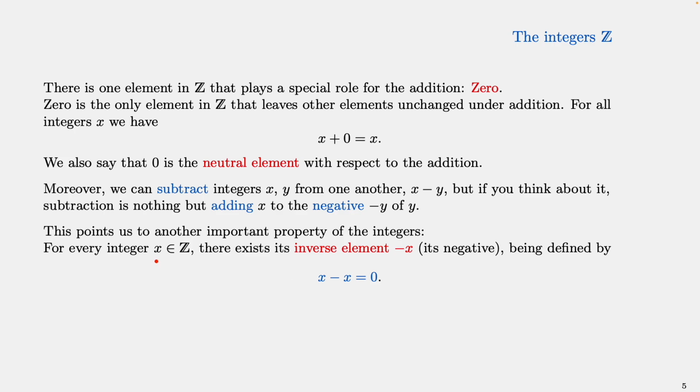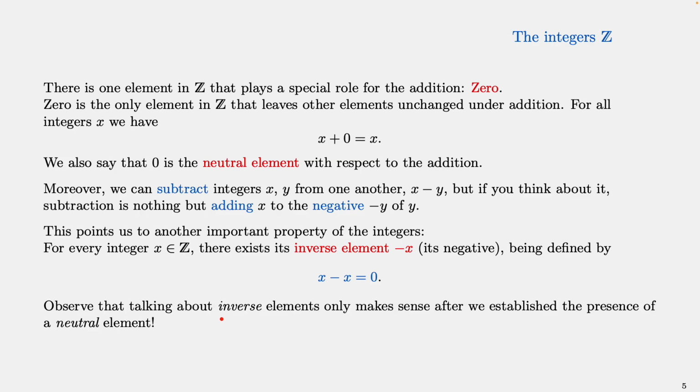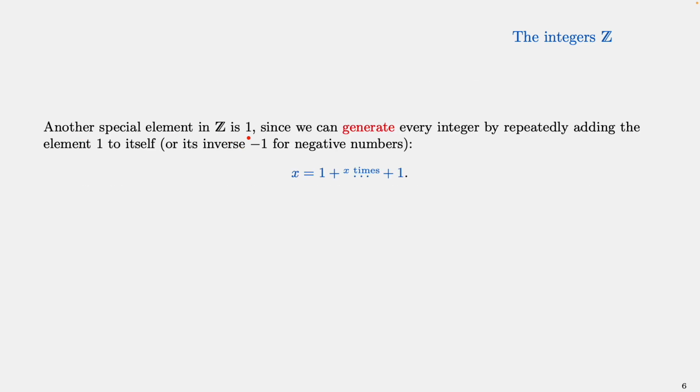For every integer x in Z, there exists its inverse element, inverse here with respect to the addition, which is called minus x. So that's simply the negative number of x. And this inverse is defined by x plus (minus x) equal to 0. So if we add x to its inverse element minus x, we get the neutral element 0. And note that talking about the inverses, the negative elements, only makes sense after we establish the presence of the neutral element. If we didn't have the element 0 in the integers, then it wouldn't make sense to talk about negative elements.